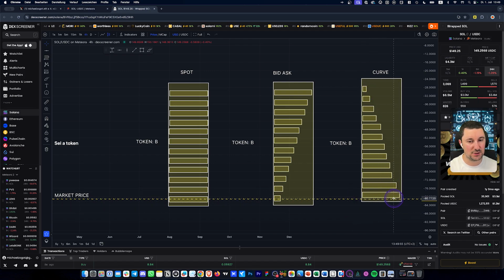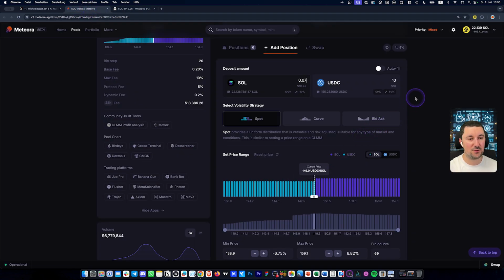So if you know that the token will go downside for a certain amount of time, you can use it, but you will use the most amount of liquidity at the current market price. So for selling a token, it's not the best option. So this is about the bid-ask, curve, and spot, and I hope you understand the concept even better. In the next video, we will speak about the next features, and we will finally create our pool.